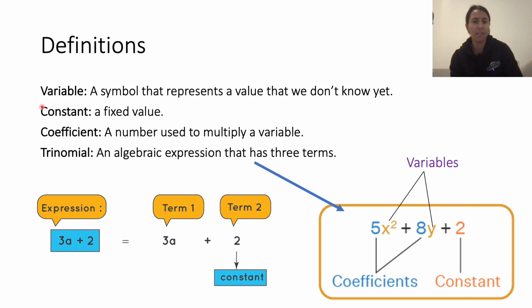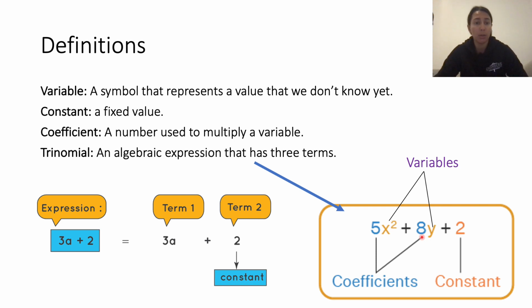So if I say variable or you read the word variable, that is a symbol that represents a value that we don't know yet. So for example, the a here would be a variable, just like the x squared here would be a variable and the y would be a variable. A constant is a fixed value. So this plus 2 that's here and here, that would be a constant. And this value here is also a constant. And a coefficient is a number used to multiply a variable. So your coefficient is the one that sits in front of a variable. So 3 here, 5 here, and 8 here, they're all coefficients.